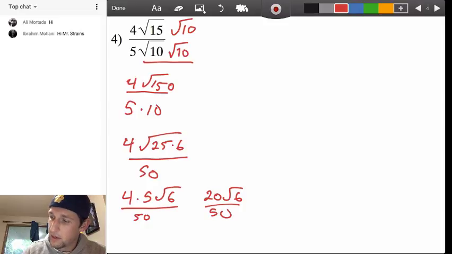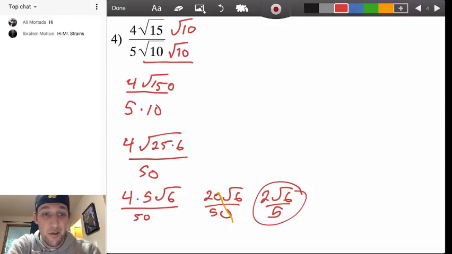And then last but not least, whoosh, cancel. Okay, simplify the 20 over 50 to 2/5, and I get 2 root 6 over 5. Okay, that's your traditional way of handling this. Your non-traditional way of handling this would be to try to simplify right away.